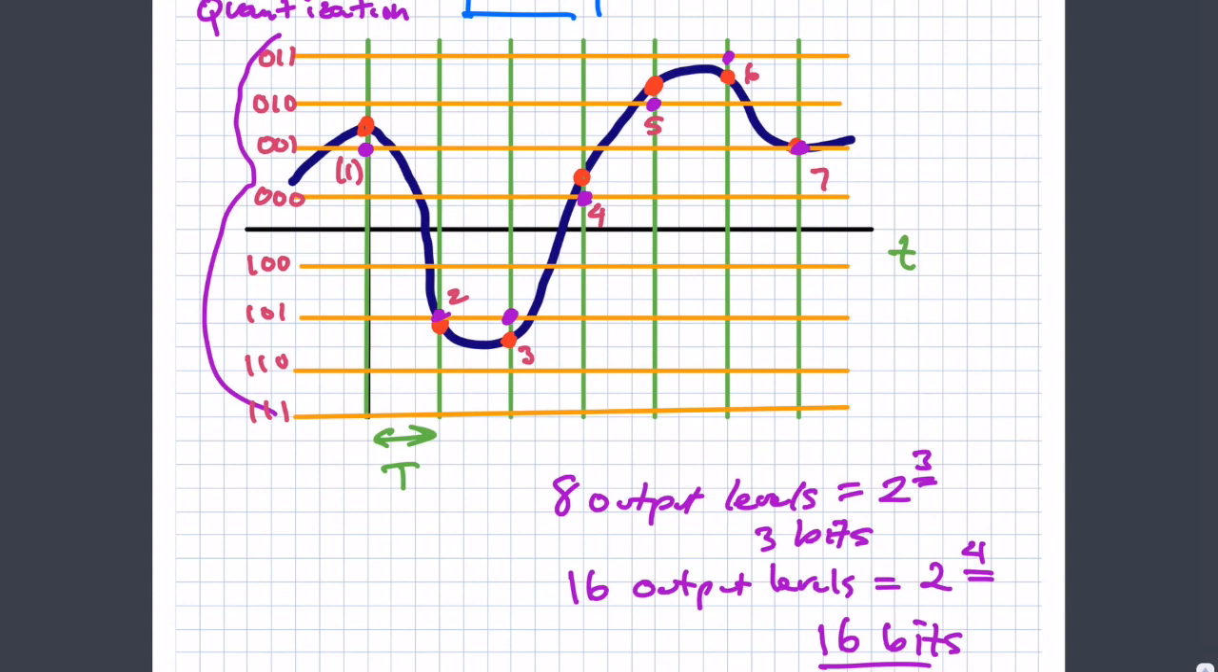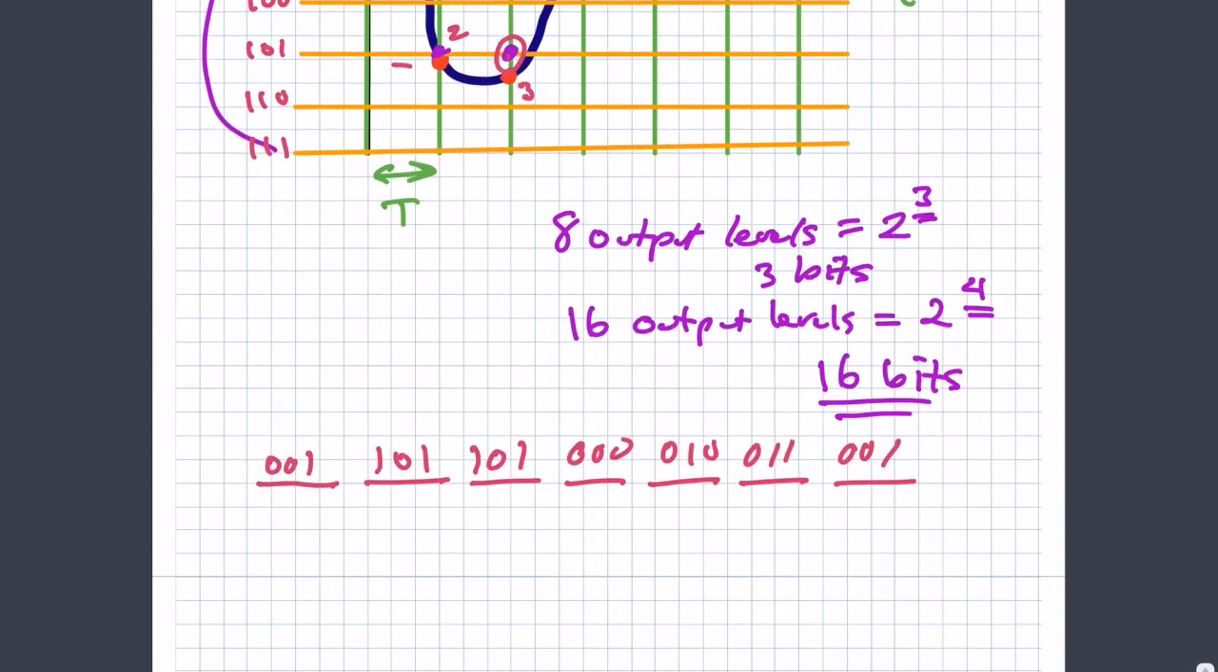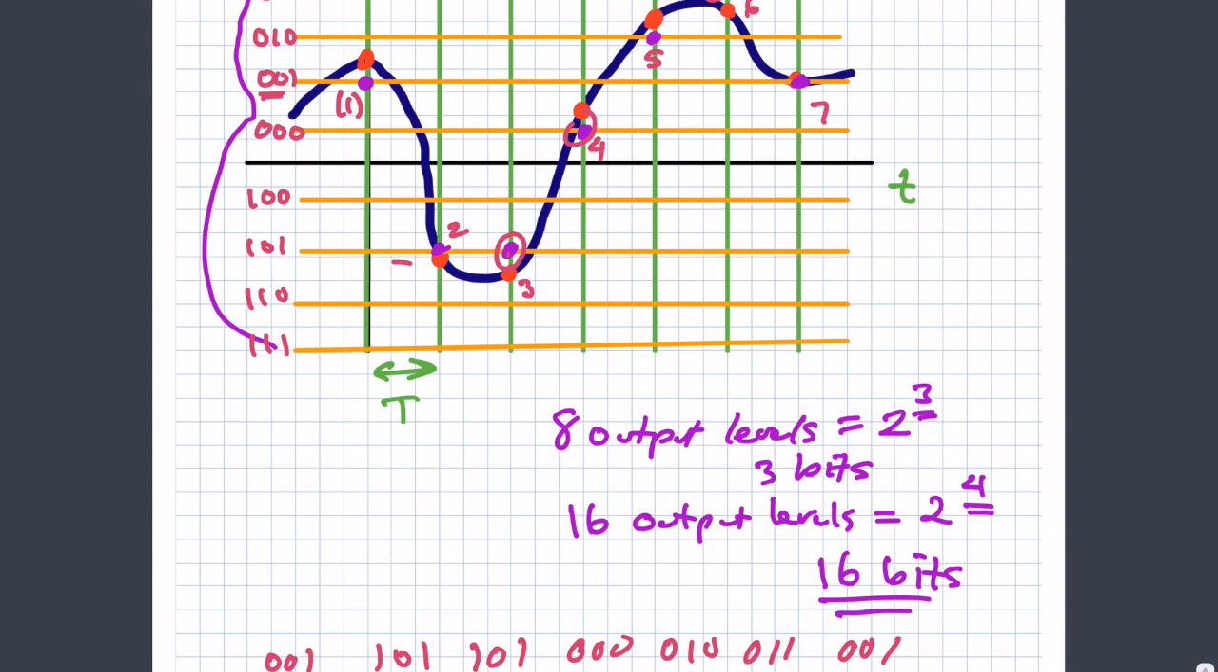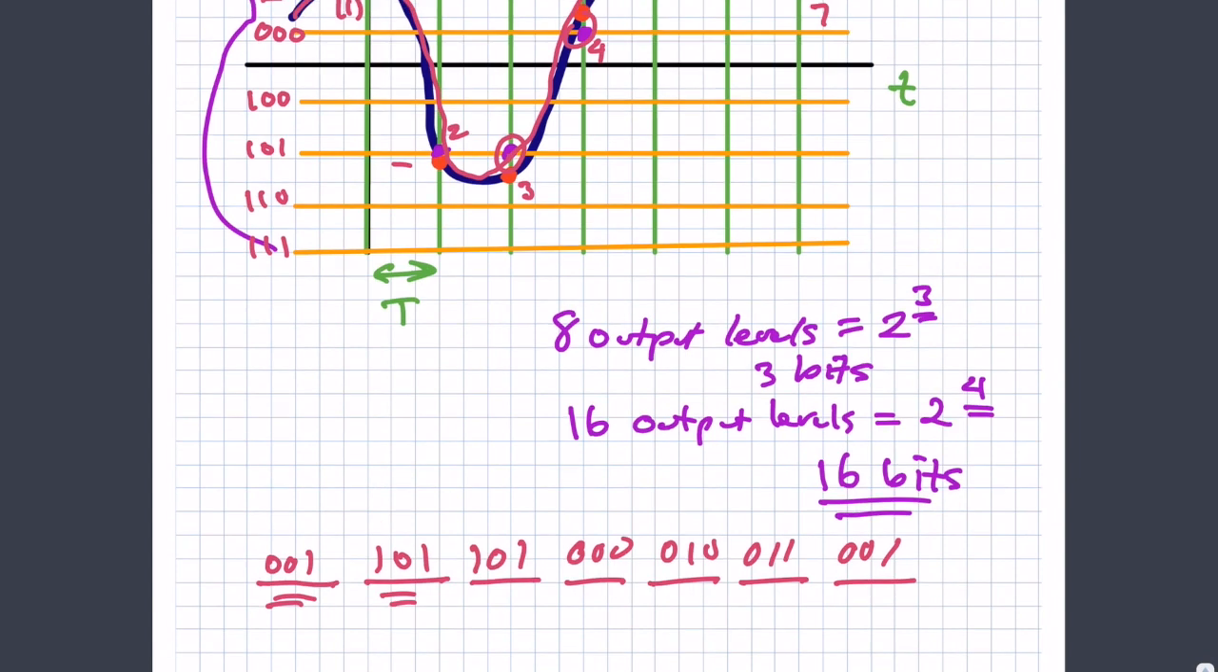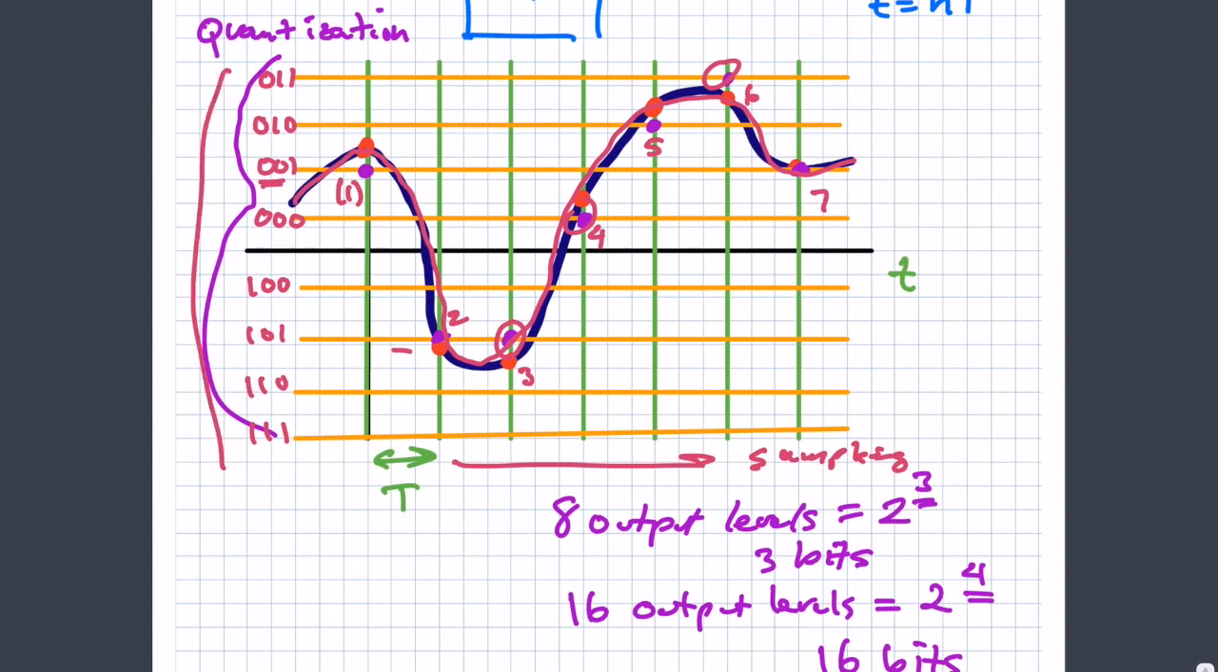The first output maps to 0, 0, 1, so we can write that down. The next one maps to 1, 0, 1. The third sample maps to another 1, 0, 1. The fourth sample maps to 0, 0, 0, and so forth. So from an analog signal, we converted that to a sequence of binary numbers, and that's how you end up with digital A to D conversion. In summary, the vertical lines represent sampling, and the horizontal lines represent quantization.